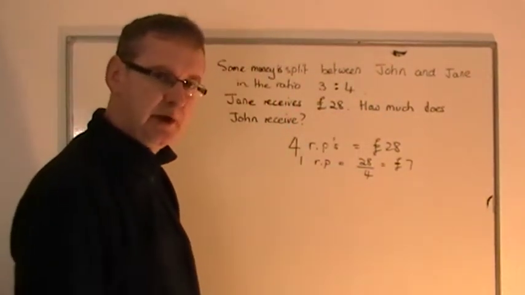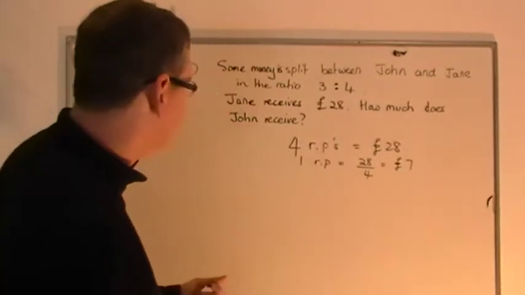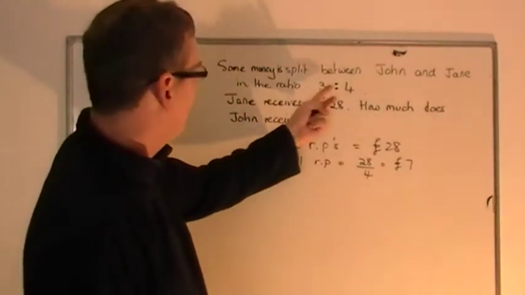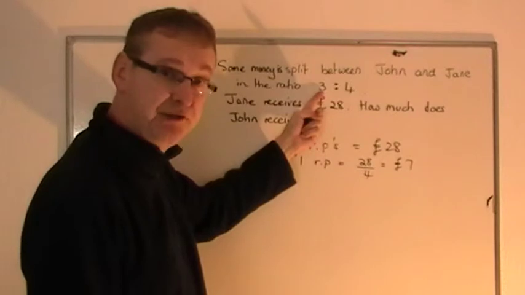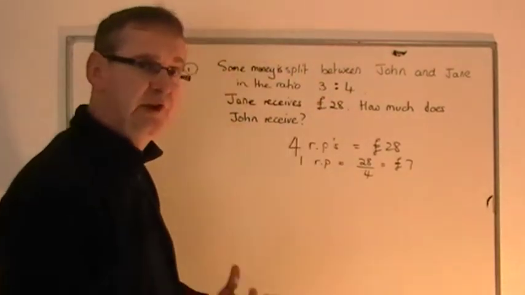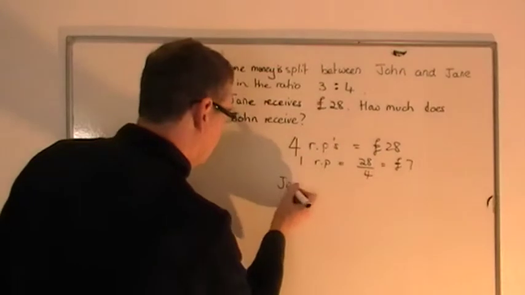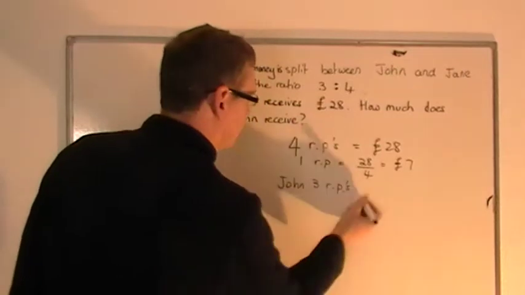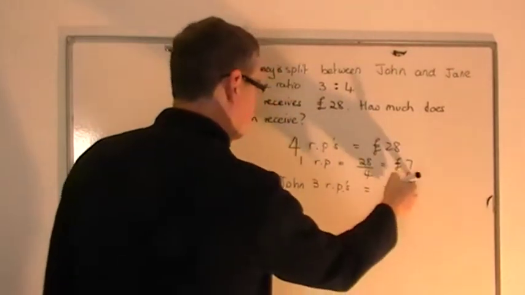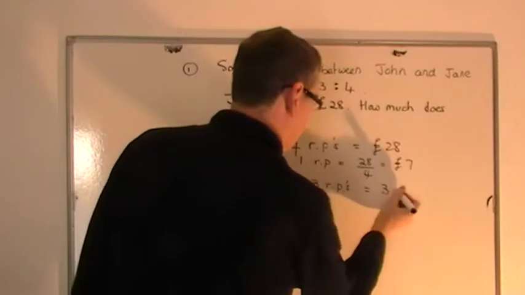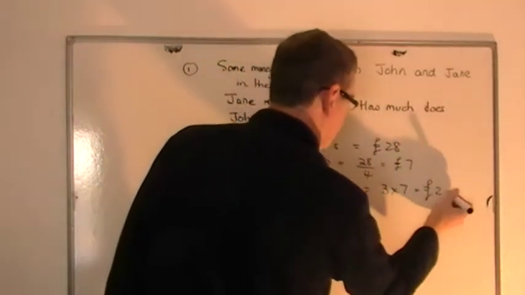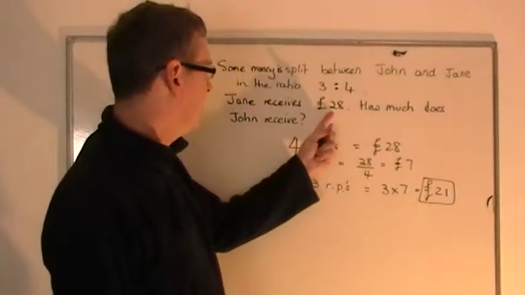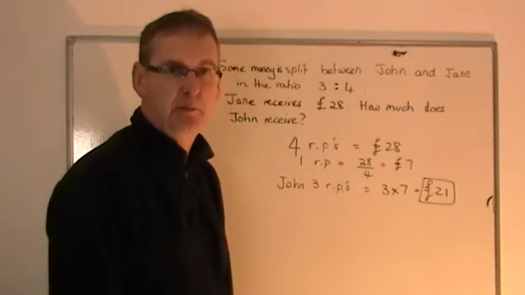Now you know that 1 ratio part is £7, you now answer the question. What does the question say? How much does John receive? Go to the question above. John is the first person and he receives 3 ratio parts. So I've only got one further calculation to do. I need to work out John, who gets 3 ratio parts. Like so. 1 ratio part is £7. So John gets 3 lots of £7, which is £21. And that's the answer to the question. So Jane is getting £28 and John would be getting £21.